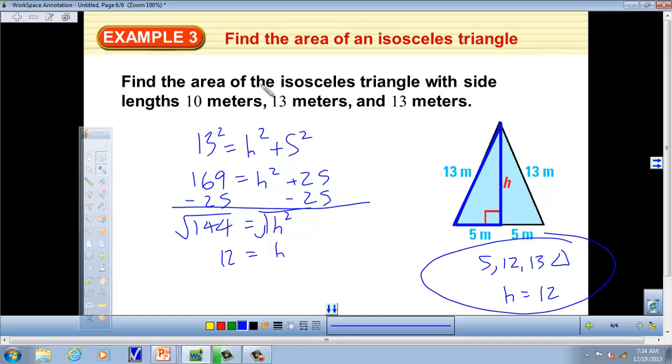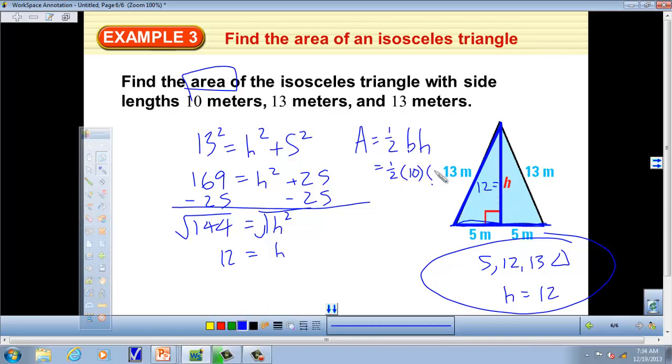Okay, but that's not what they're asking for. They're asking for the area. So we know the formula for area of a triangle is 1/2 base times height, and this is where people also mess up. So be careful here. The base is the distance all the way across here. So that distance is actually 10 meters. So if we do this, it would be 1/2 times 10 times the height, which we found out was 12.